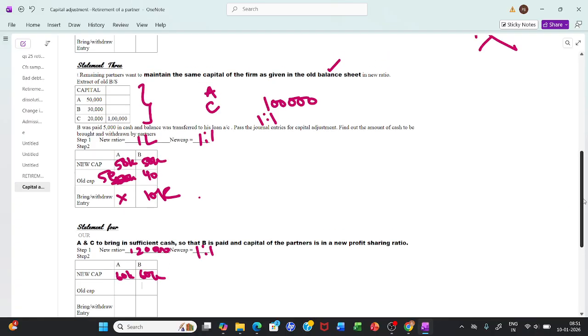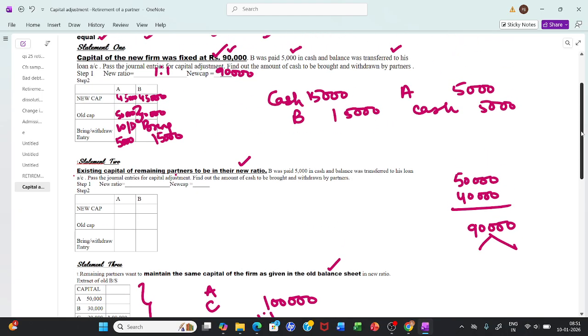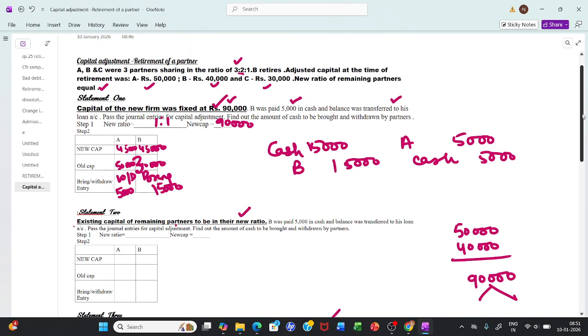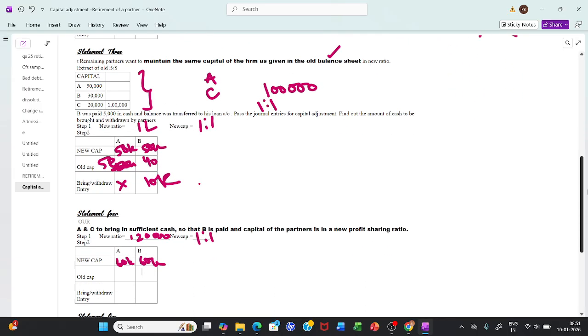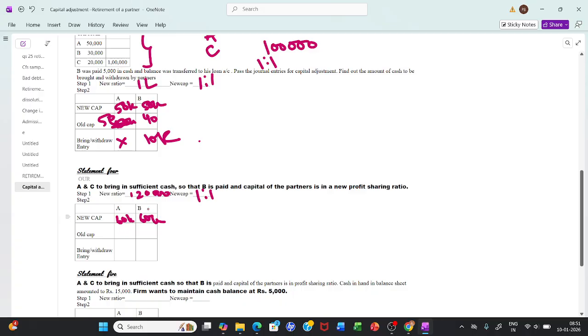Old capital of A is 50 and C is 30,000. B is 30,000. C, it should be C, not B. 50,000 and 30,000. So this person brings in 10,000. This person brings in 30,000. Total amount 40,000 brought in, and that is our B's capital. We need to pay B 40,000 only.